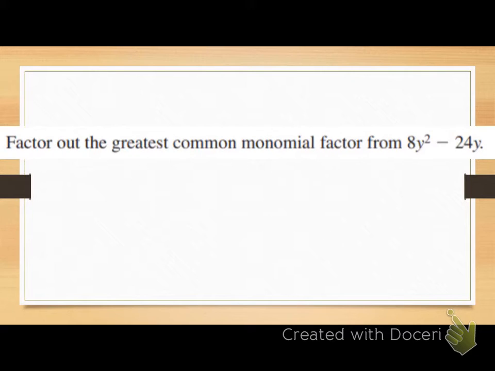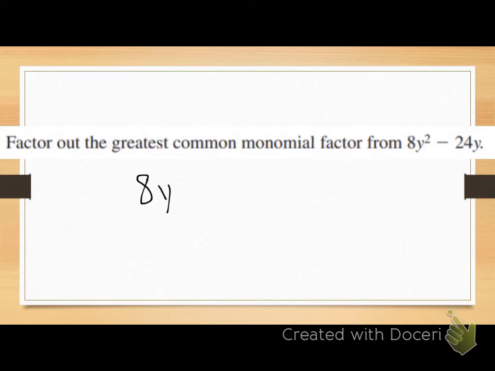Factor out the greatest common monomial factor from 8y squared minus 24y. 8y squared minus 24y. Someone raise your hand if you can tell me what the greatest common factor of the two coefficients, 8 and 24, is. 8. 8's the biggest number that's going to go into 8 and 24, correct? So I'm factoring out an 8. David, how many y's do we have in common? 1. So I'm just pulling out 1y. So 8y is my greatest common monomial factor.